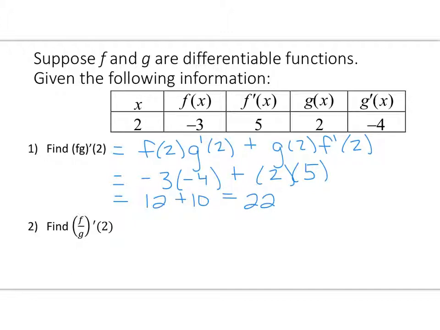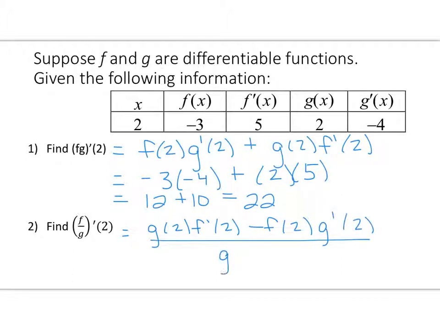Same thing with quotient rule. So I have f over g prime of 2, so this is going to be low, g of 2, times high, f prime of 2, minus high, f of 2, d low, g prime of 2, all over low, g of 2, squared. And now I'm just plugging in those values.